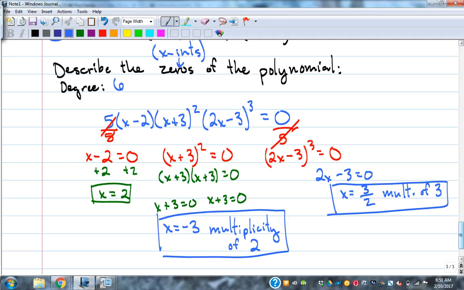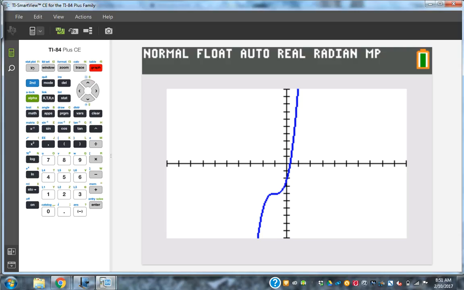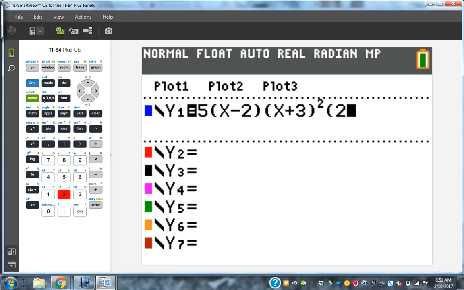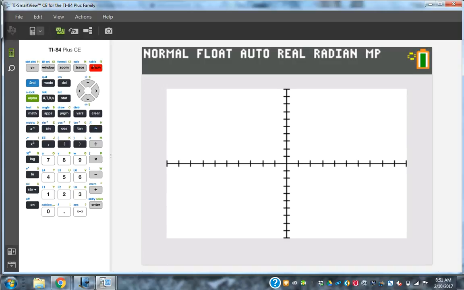So let's look at the graph and see what's happening at these x-intercepts. We know where they will happen. They will happen on the x-axis. So let's see what happens with that. So with your graphing calculator, let's go to y equals. And then we got a 5, parentheses, x minus 2, parentheses, x plus 3, squared, parentheses, 2x minus 3 to the third. Just type in that original polynomial.